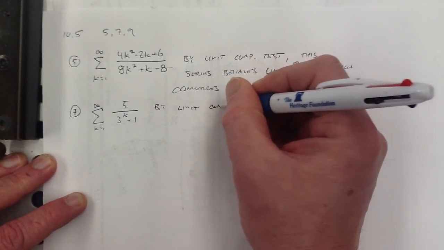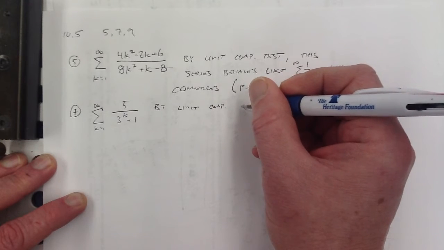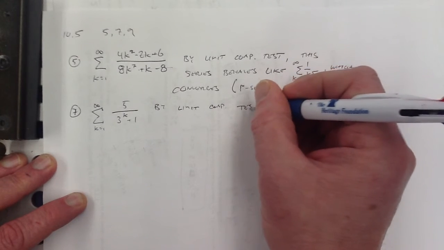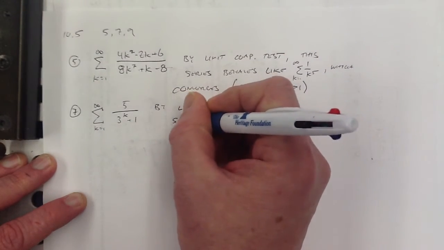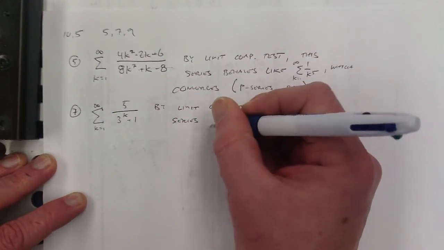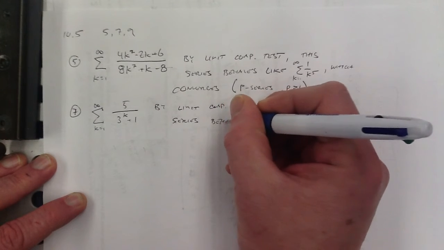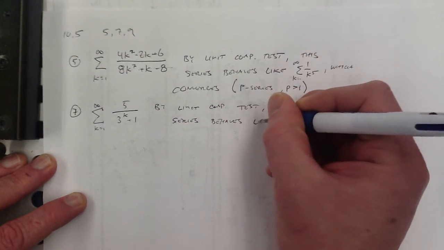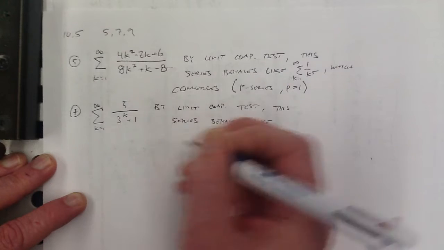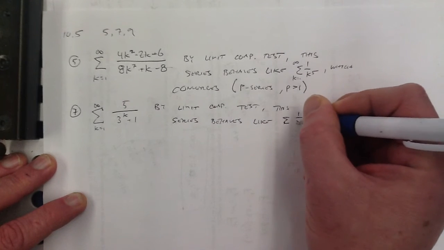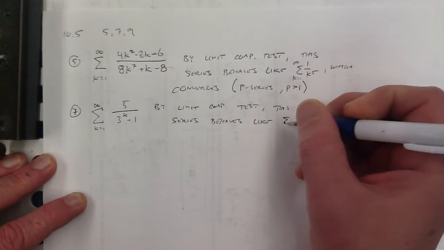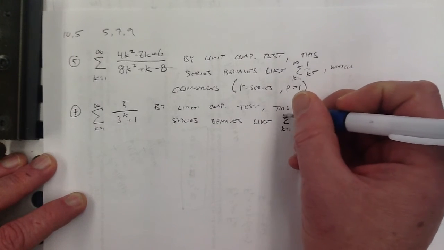So by the limit comparison test, this series behaves like, I'm just going to write it as 1 over 3 to the k. And maybe it'll take you a second to just think about that.